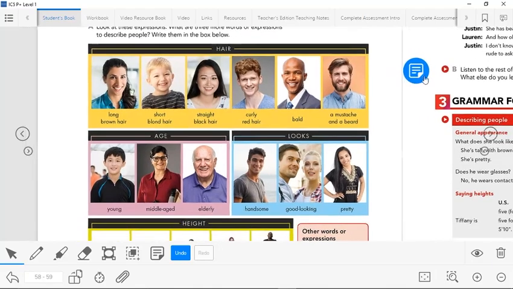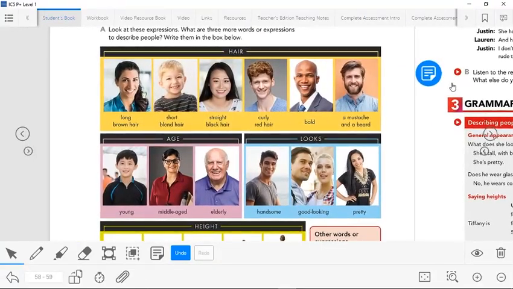Some things that we can use to describe the physical appearance of people: we have hair, age, and looks. Let's see. For the hair, we have long brown hair, because the hair is long, you know, it gets to a really long place, and the color is brown. We have short blonde hair, it's really short, and the color is blonde, as we saw before. Straight black hair. You can see here that the hair is straight, it's not curly or something. And the color is black.